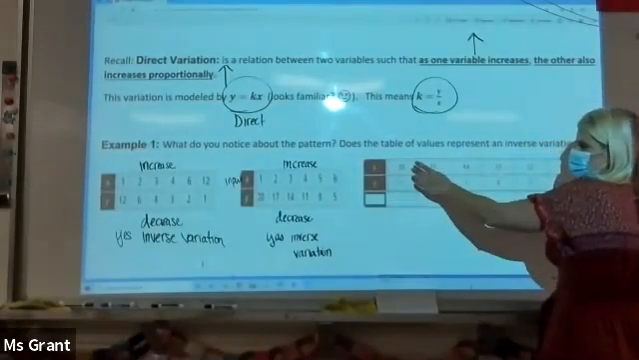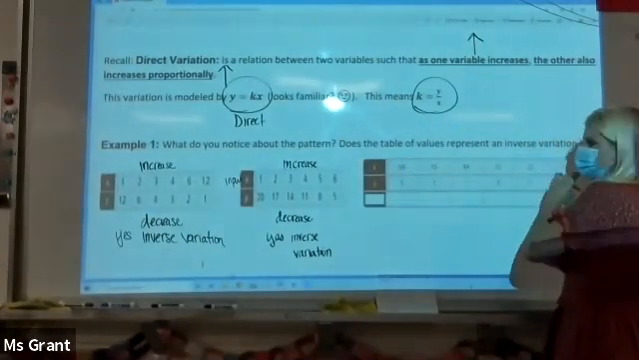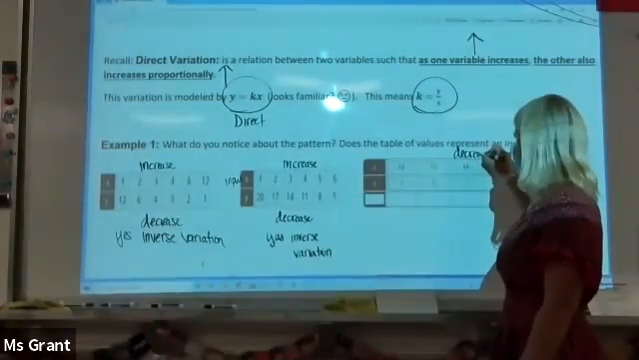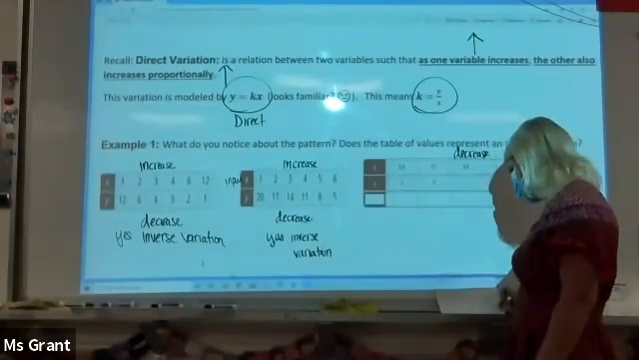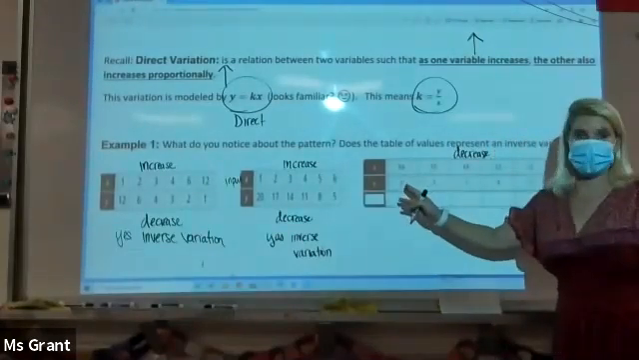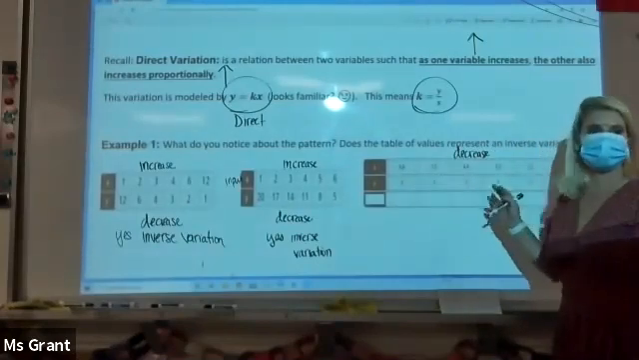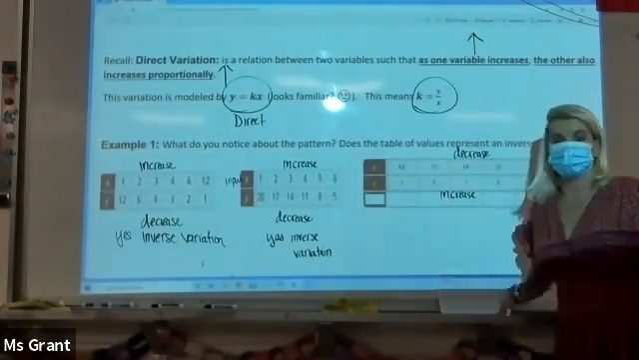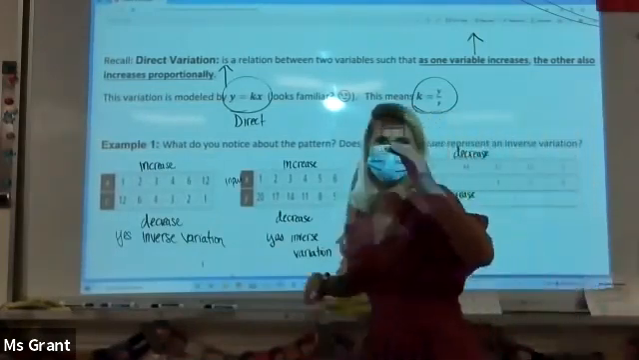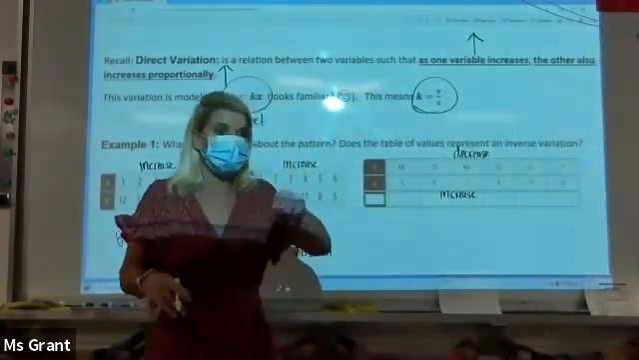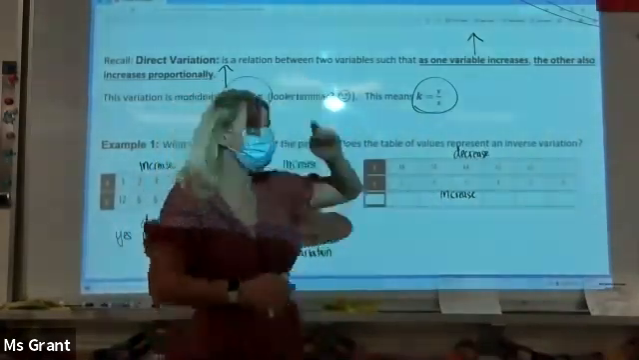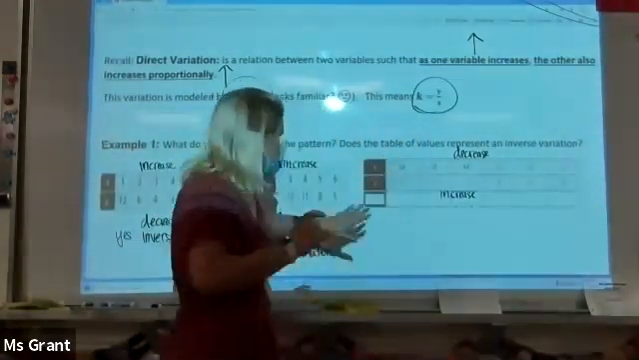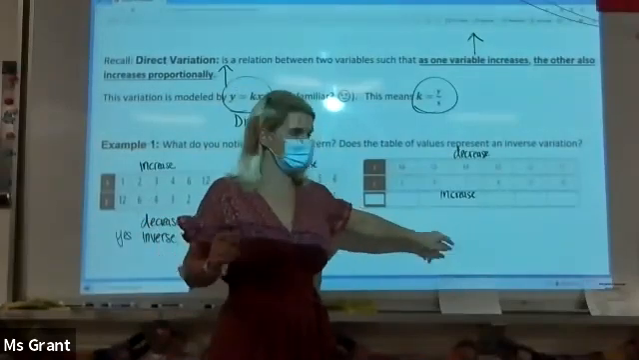X values: 6.6, 5.5, 4.4, 3.3, 2.2, 1.1. Decrease. But my Y: 3, 5, 7, 9, 11. Increase. Now, I never said that it always had to be the X always increases and the Y always increases. If you look back up at the definition, it says one variable increases, one decreases. Doesn't matter which one. This is still, yes, inverse variation, table of values 3.